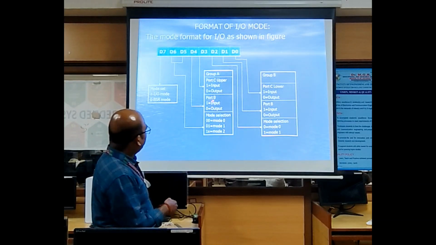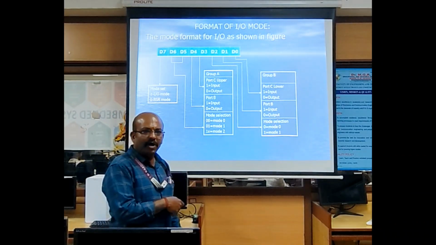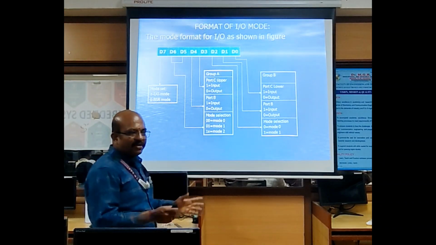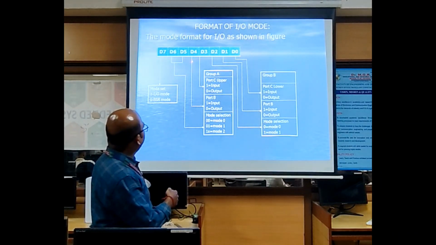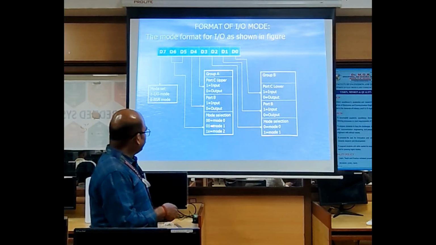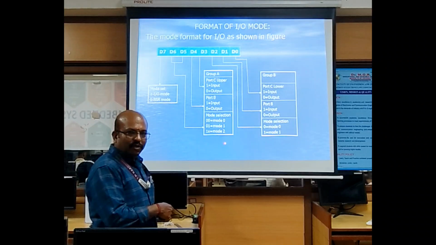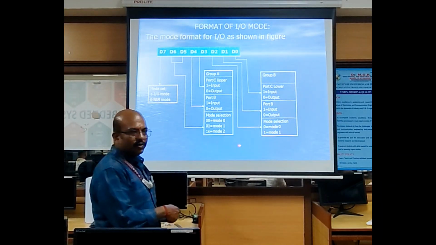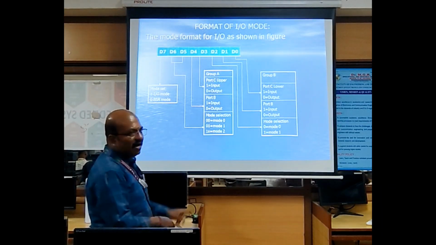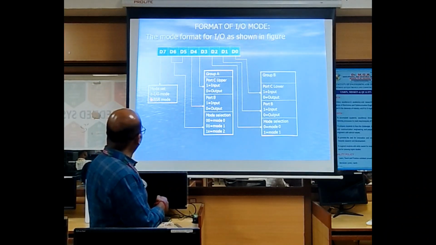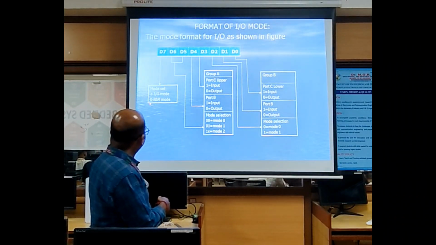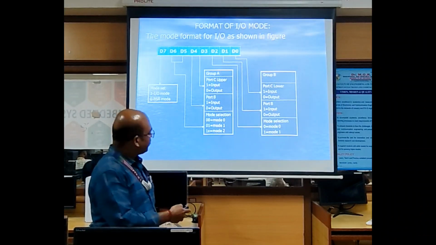Next D4, port A. Here it is port A input or output. So port A has 8 pins, whether you can connect an input device or output device will be decided by your D4. And D5 and D6, port A mode selection. So 00 means mode 0, 01 means mode 1, 1x means mode 2. Finally D7, always it will be 1 for the IO control word. So for the IO control word, 1 means IO, 0 means BSR, right?